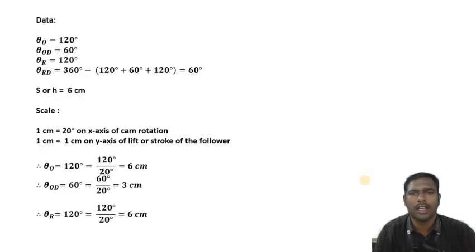Write down the given data as theta O as 120 degree, theta OD, that is outstroke dwell, 60 degree, return 120 degree, and return dwell that has to be taken from the total 360 degree. This is the total 360 degree minus the outstroke 120 plus dwell 60 and 120 degree of return. That remains the 60 degree of return dwell. The stroke of the follower is 6 centimeter.